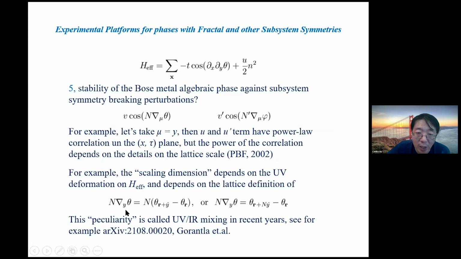There are two ways to regularize this n gradient y theta on the lattice. One way is that it's just the n-fold of a dipole operator, n times theta r minus y minus r theta. There's another way, where the n gradient y theta is theta r plus n times y minus r theta. It turns out these two different scenarios give us two different scaling dimensions. So to analyze whether these operators are relevant or not actually requires a lot of UV details. It depends on how we define these operators at the lattice scale.